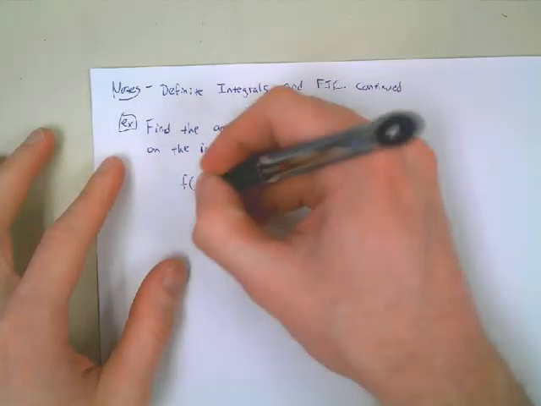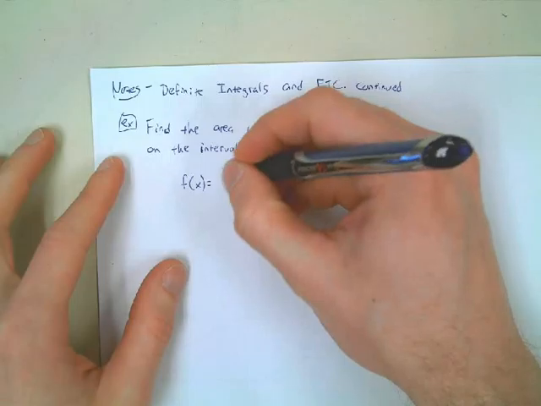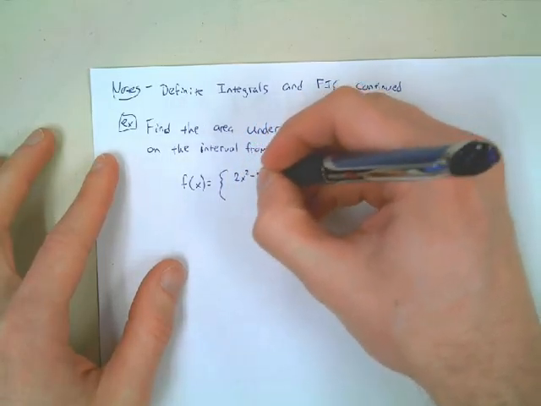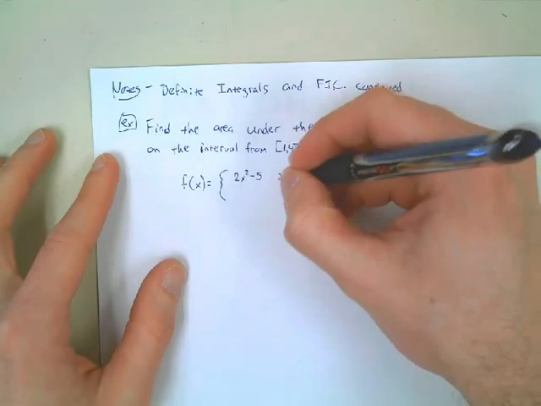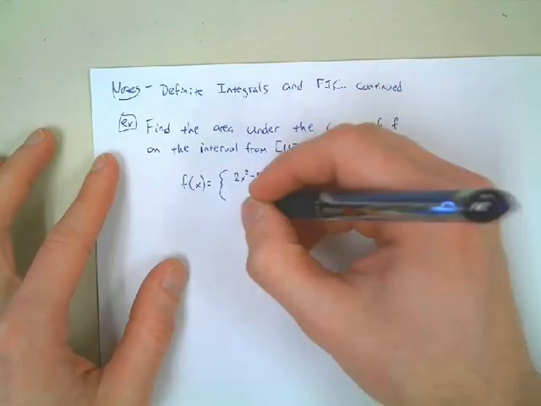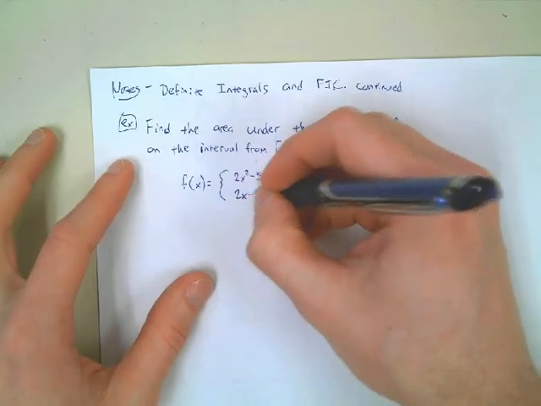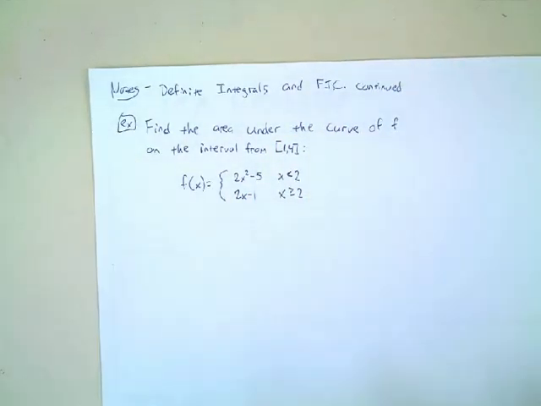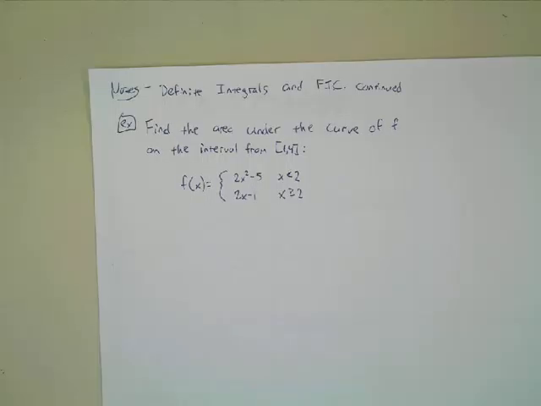So f of x is the piecewise function 2x squared minus 5, and that's for x values less than 2. And then 2x minus 1 for x values greater than or equal to 2. All right.